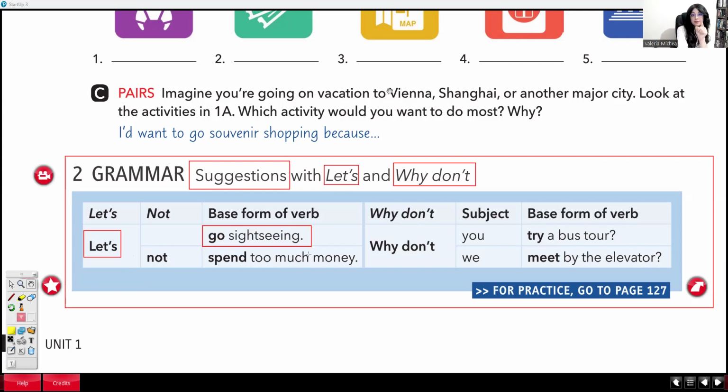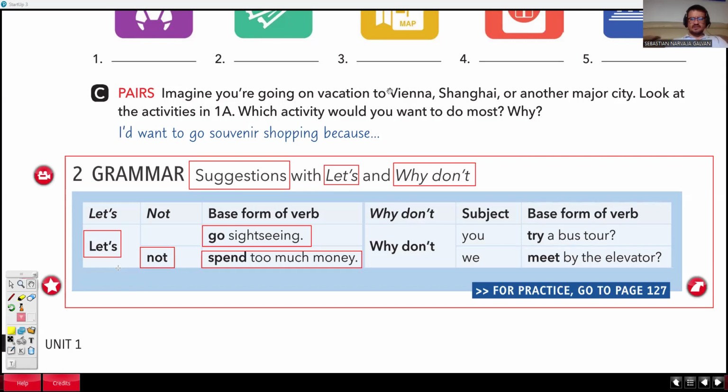And of course, I can make it negative. If I don't want to do something because I don't like it, or I can't do it, I could say, let's not. In this case, let's not spend too much money. I have too many debts, I don't have a lot of money, so let's not spend too much money. Right? So it can be affirmative or negative. Let's do something, or let's not do that.